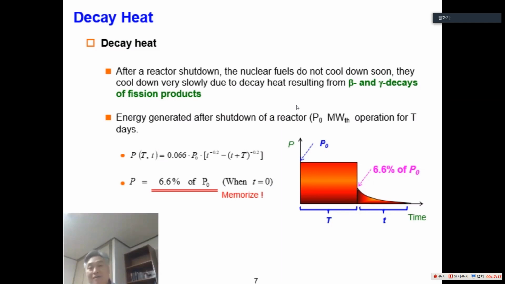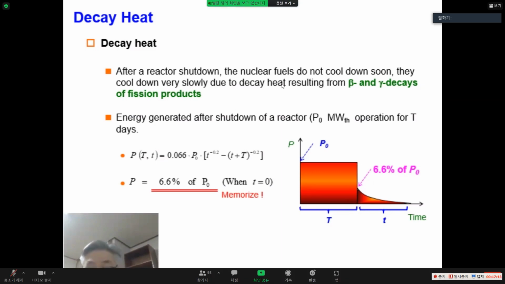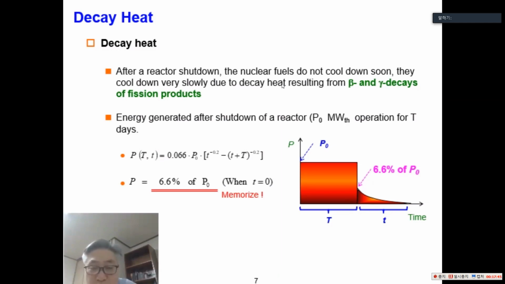So it is a task of nuclear engineers. When we have a nuclear accident, even though we shut down the reactor, there is heat. So we have to remove the heat for a while. But as you see in the picture, the 6.6% of P0 decays exponentially. So soon after, for example, 1 or 2 days, it decreases quickly. Okay, but bear in mind, decay heat is a very important thing in nuclear engineering.